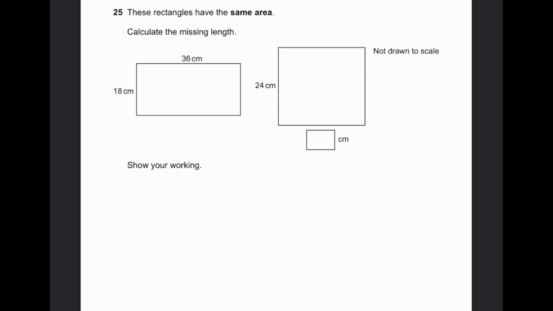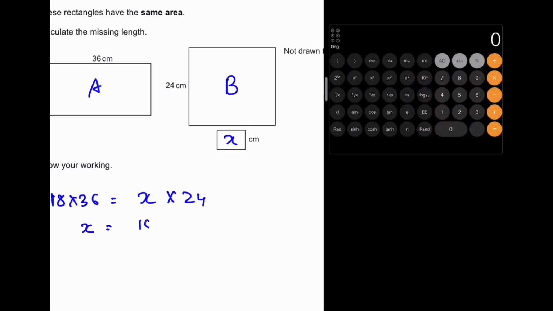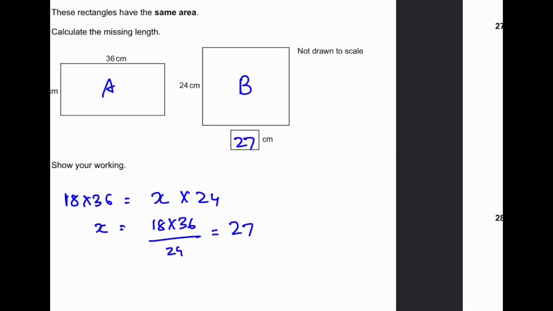Question 25. These rectangles have the same area. Calculate the missing length. Show your working. So the area of rectangle A here is equal to the area of rectangle B. So 18 into 36 is equal to x centimeters, that's the blank, multiplied by 24. Let's get our calculator out. That means x is equal to 18 into 36 by 24. And now we can calculate this. 27. So x is 27 centimeters. That's the answer.